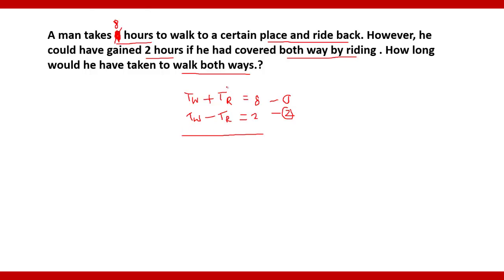So here if you add these two equations, riding time will get cancelled and you will get twice of walking time equal to 10. And twice of walking time means it is both ways, and therefore the required time is 10 hours. So a man will take 10 hours to walk both ways.